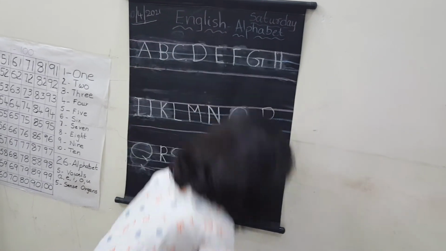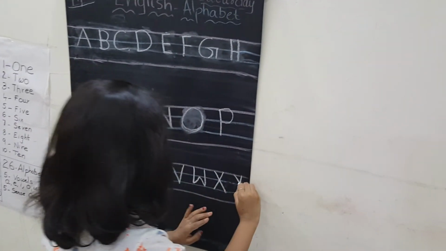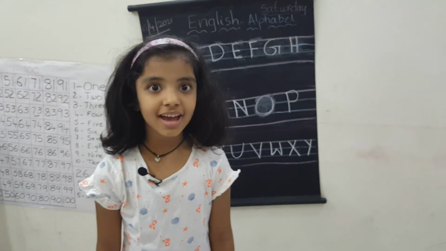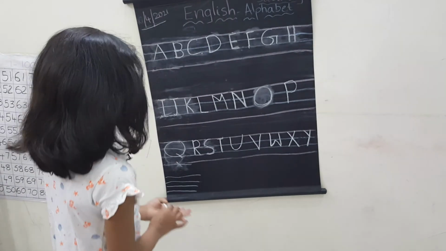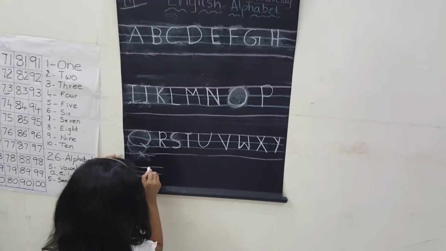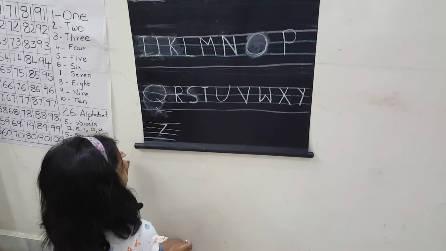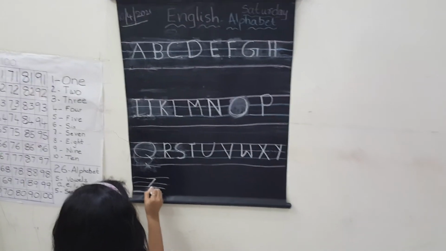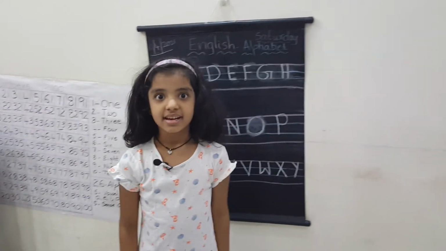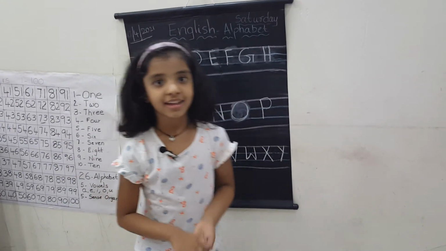Now we are going to write Y. Yak. Here I have no place, so I will write down. Come on, write down, everyone. This is Z. Zebra. Zoo also.